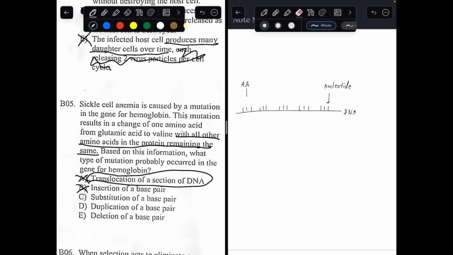What about substitution? When this line is substituted for a new nucleotide, how many amino acids are being changed?